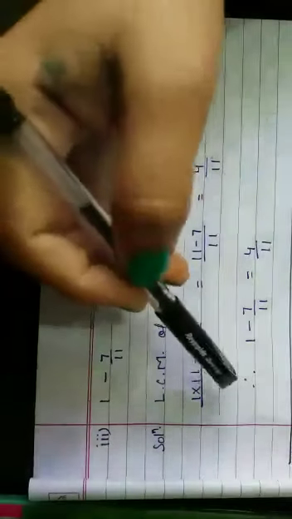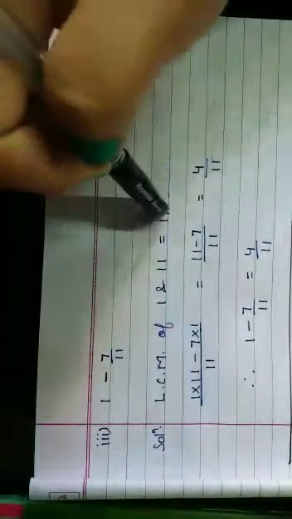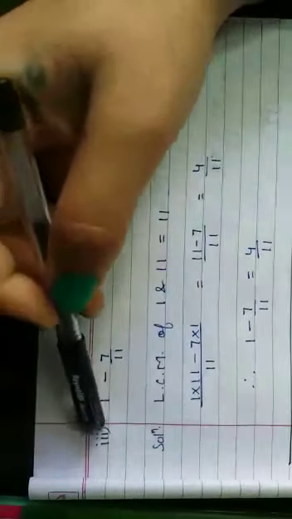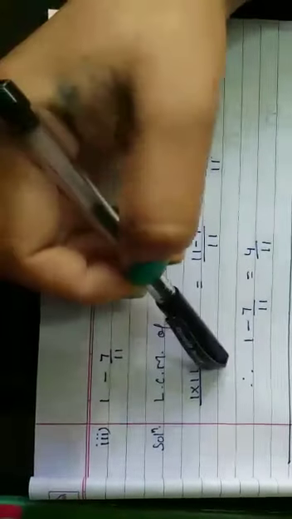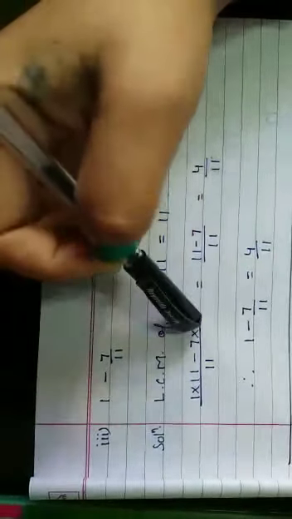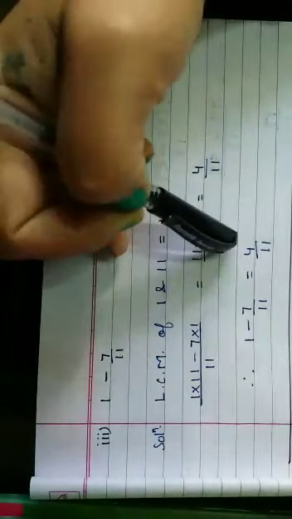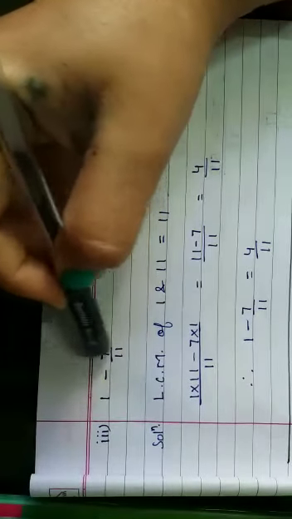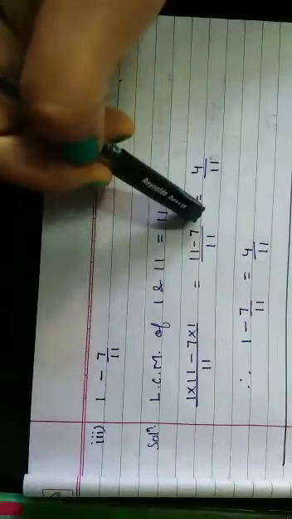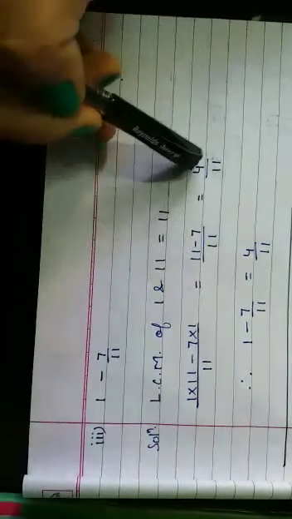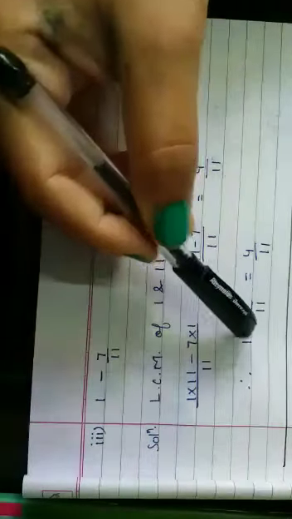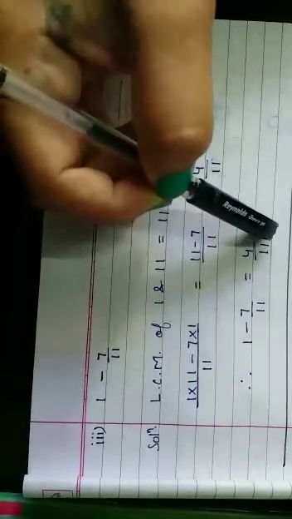Then again, in the place of the denominator, the LCM will come. 1 11s are 11, so we have to multiply the numerator again with 11. Then minus, 11 1s are 11, so 7 1s are 7. To make 11 only, we have to multiply by 1, so we multiply the numerator also by the same number, that is 7 1s are 7. Now we have 11 minus 7 upon 11, which is equal to 4 upon 11. So 1 minus 7 upon 11 is equal to 4 upon 11.